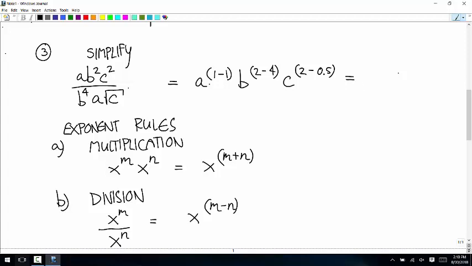And so you can write this as b to the minus 2 times c to the 1.5. And b to the minus 2, you could also write that as c to the 1.5 over b squared. So to do this problem, you just kind of need to remember how exponents work when you're multiplying and dividing.